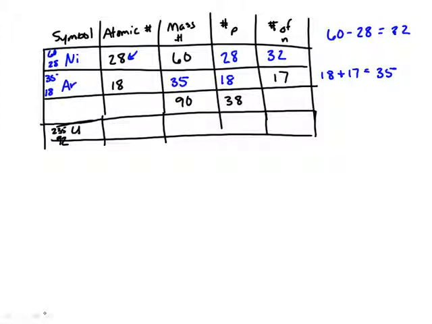Next one. Number of protons is 38. The atomic number must also be 38. My mass number is 90, so 90 minus 38, 52. Yeah, 52.